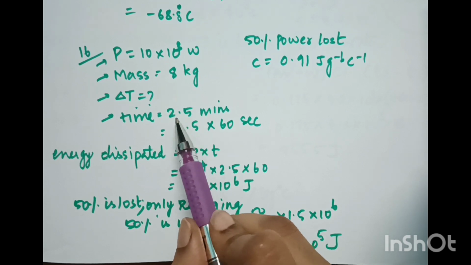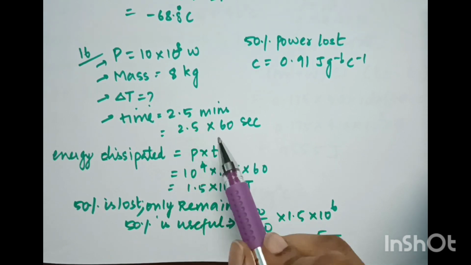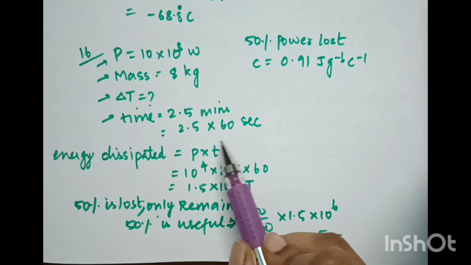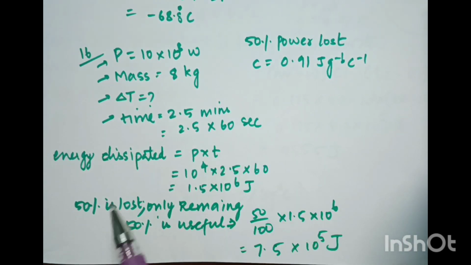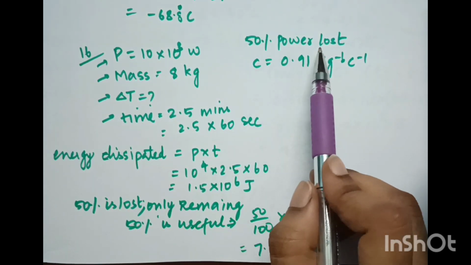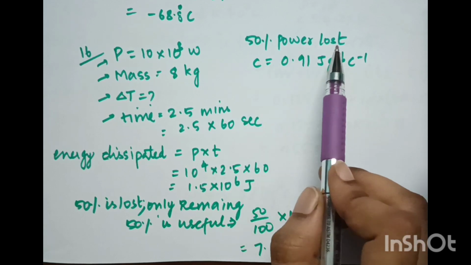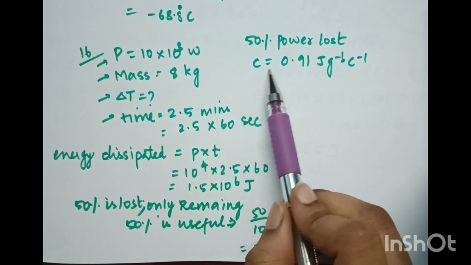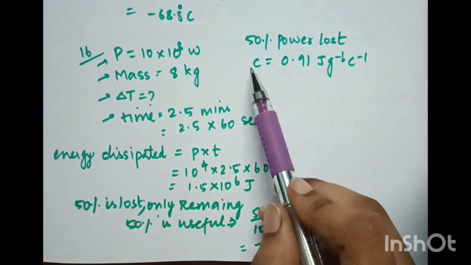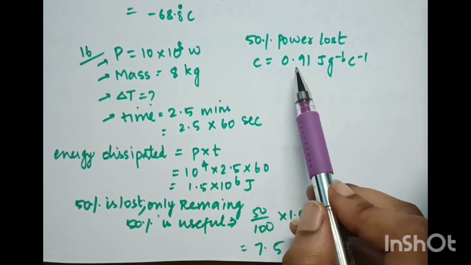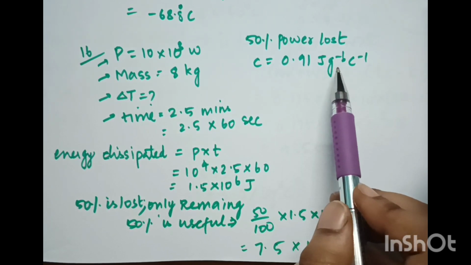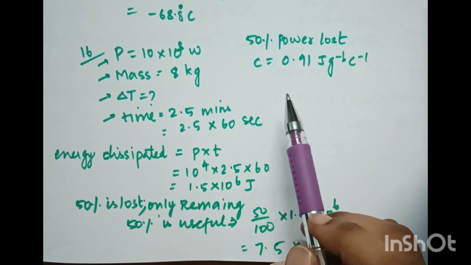So we are taking that 2.5 minutes as 2.5 into 60 seconds, so we can convert minutes to seconds. Now 50% of the power is lost, so that is given in the question. And what is C? That is the specific heat of that aluminium block, that is 0.91 joule per gram per degree centigrade.